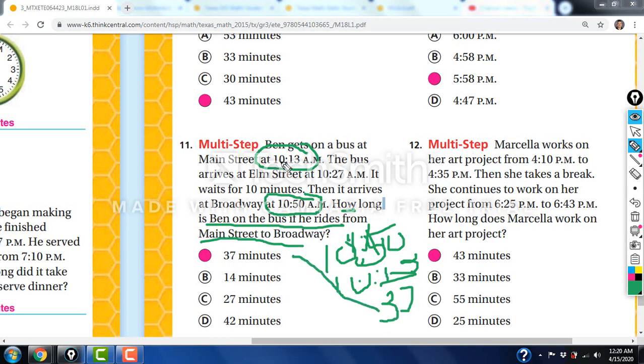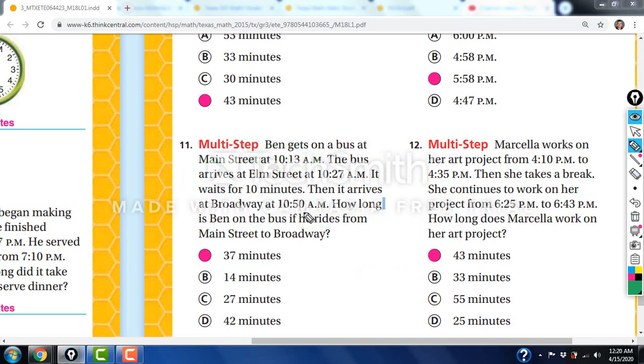Again, this one threw off a lot of students last year, because they're starting to add these two, and then add the 10, and they went all over when, hey, they're already giving you the starting time. They're already giving you the ending time. It didn't say anything here that he went off somewhere else, or he went to another street. No, it's like one continuous line. So start, ending, subtracting.